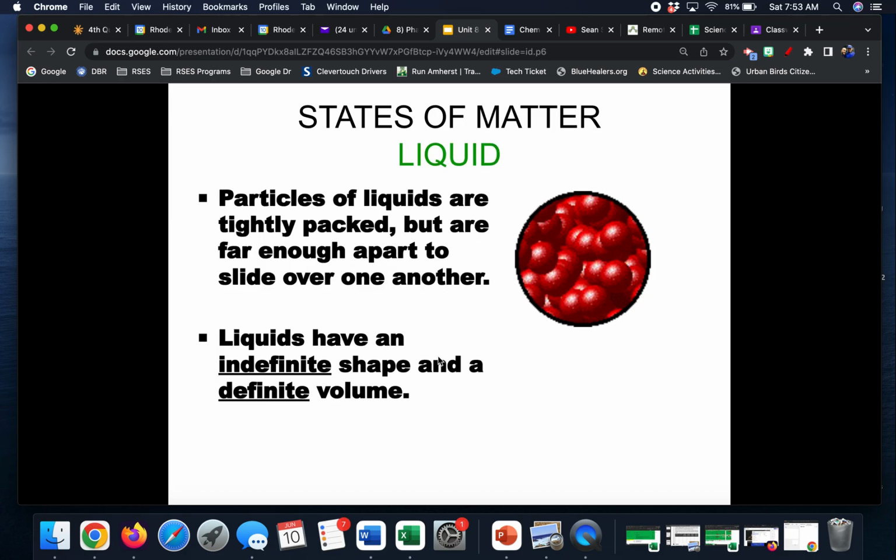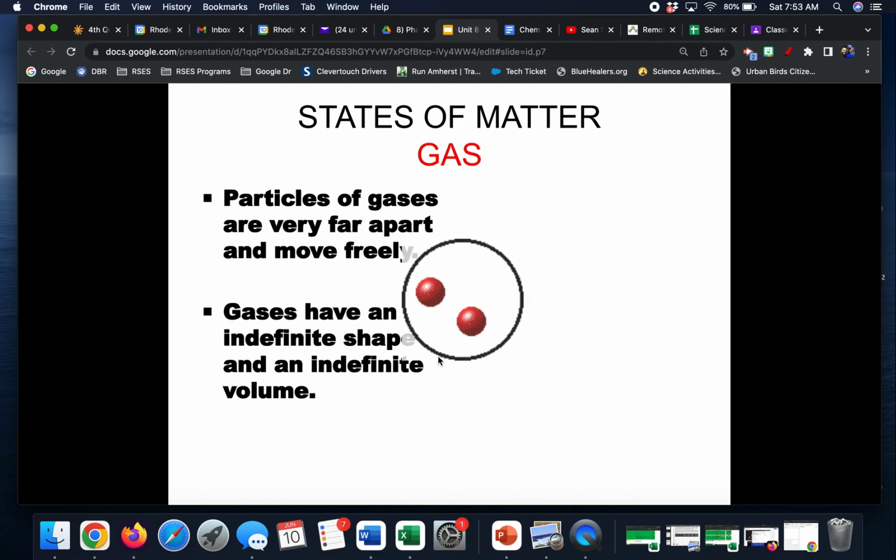If you increase the heat, they can become a liquid. In a liquid, the particles are still tightly packed like we said, but they're spread out enough that they can move over each other like you see in that picture. Liquids have an indefinite shape. In other words, they'll take the shape of whatever you put them in. Put them in a glass, they'll take that shape. Pour them on the table, they're spread out. So they don't have a definite shape, so we call it indefinite, but they do have a definite volume. Even if you spread it out, you can measure it would be the same amount as if it were in a cup.